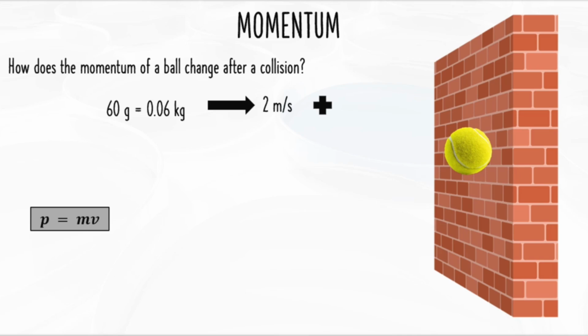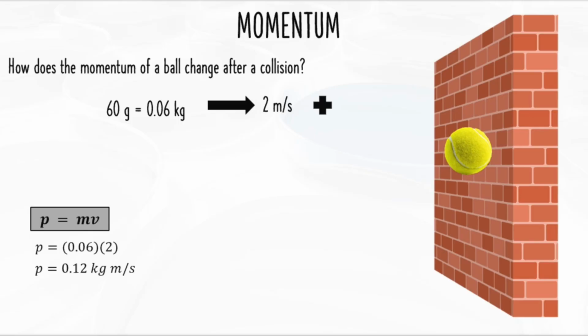So let's substitute the known values into the formula. m is equal to 0.06 and v, which is the velocity, is equal to positive 2. This gives us a momentum of positive 0.12 kilogram meter per second. The momentum is positive because the ball is moving to the right.